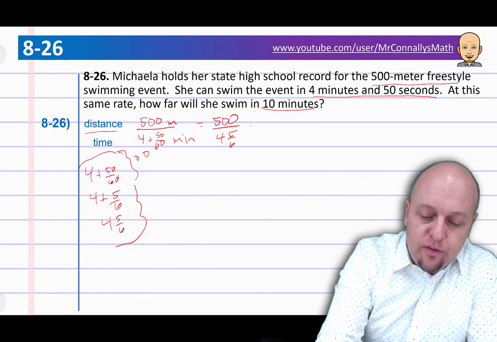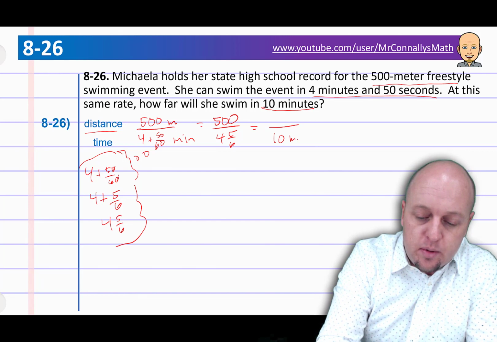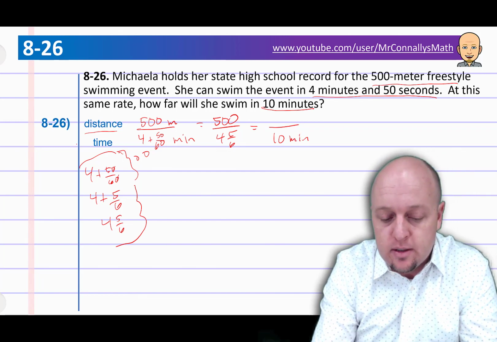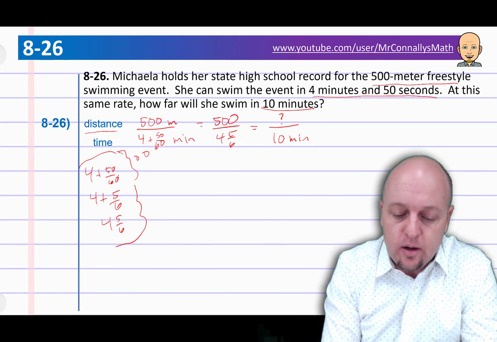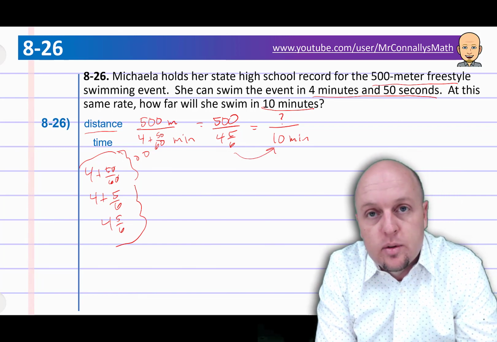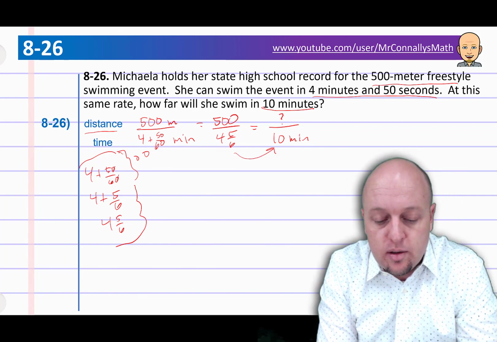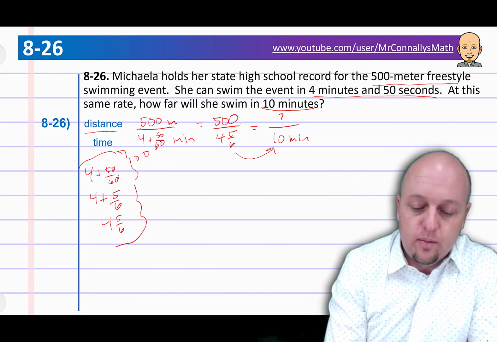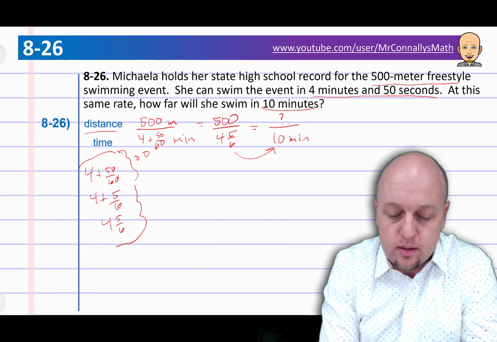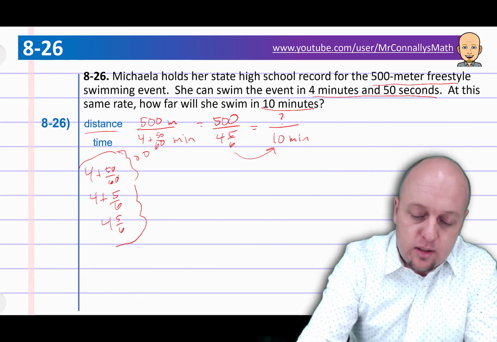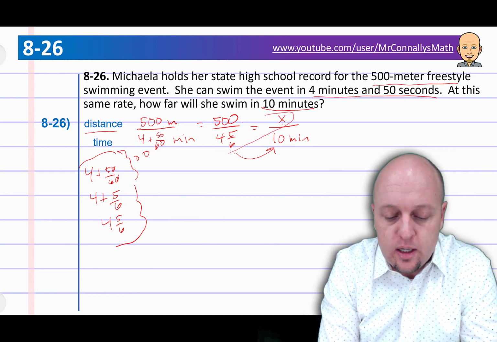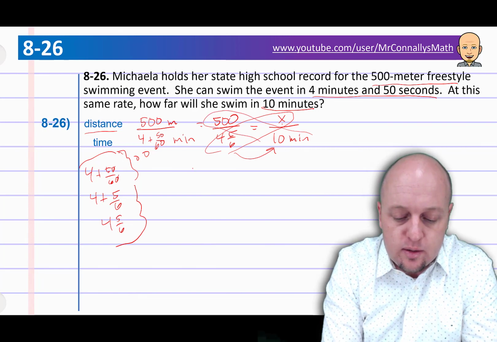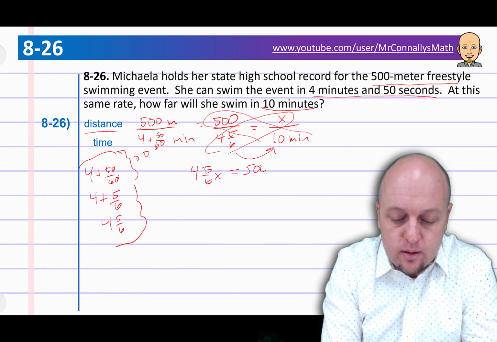Okay, and now it wants to know how far can you go in 10 minutes. So we'll put the minutes on the bottom because we're having time on the bottom in the denominator, and then the distance, we don't know. So let's think. How do we get 4 and 5/6 to equal 10? What about x? How do we deal with that? Okay, so there's lots of different ways we can do this. One way to do this would be to change this to x and make it a proportion. And now we can just cross multiply to get the answer. So this is 4 and 5/6 x equals 500 times 10.